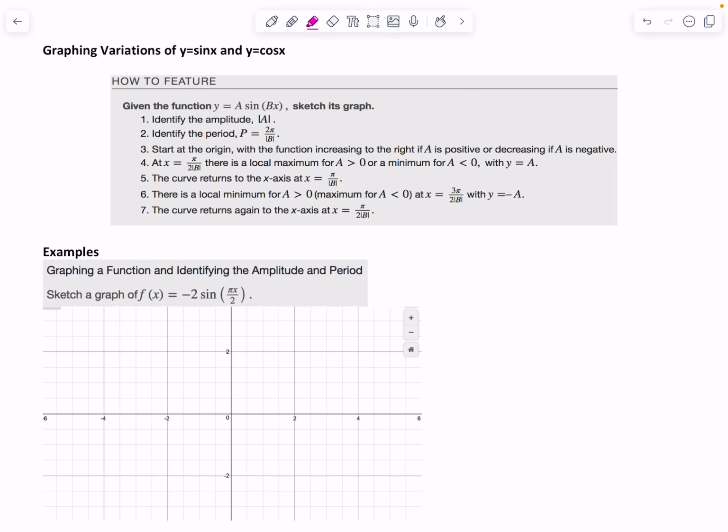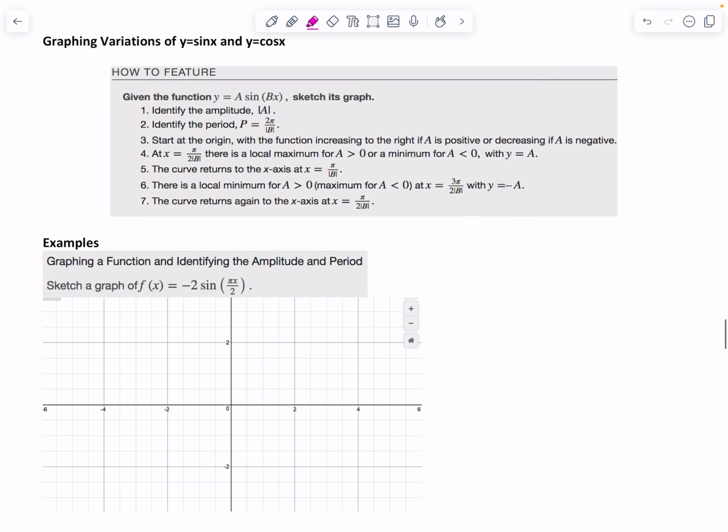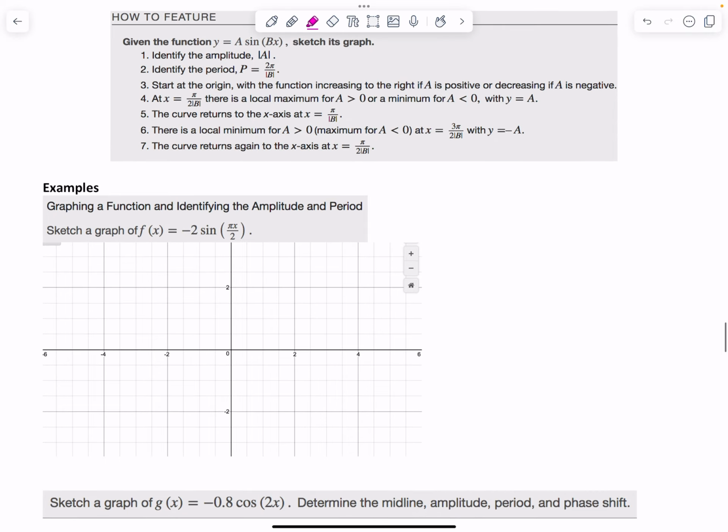In this video, we're going to work a few more examples to put the idea together. I'm not going to read the how-to feature there. I'll let you guys read that. Let's start. We're going to graph this function and identify amplitude and period.